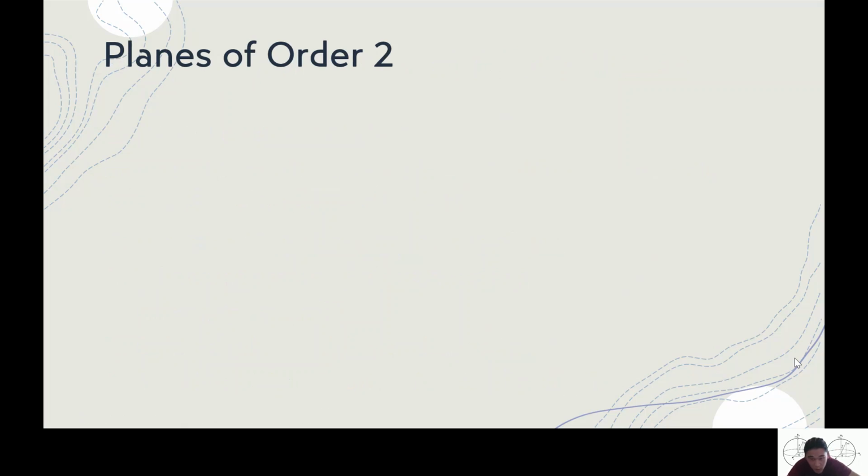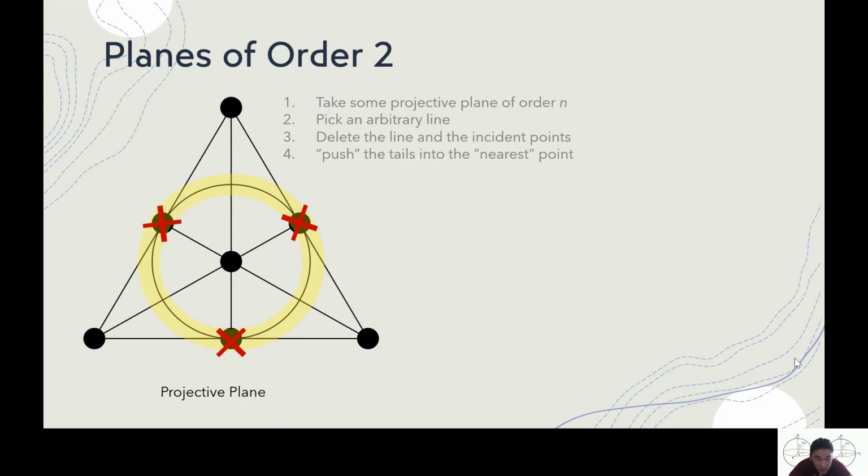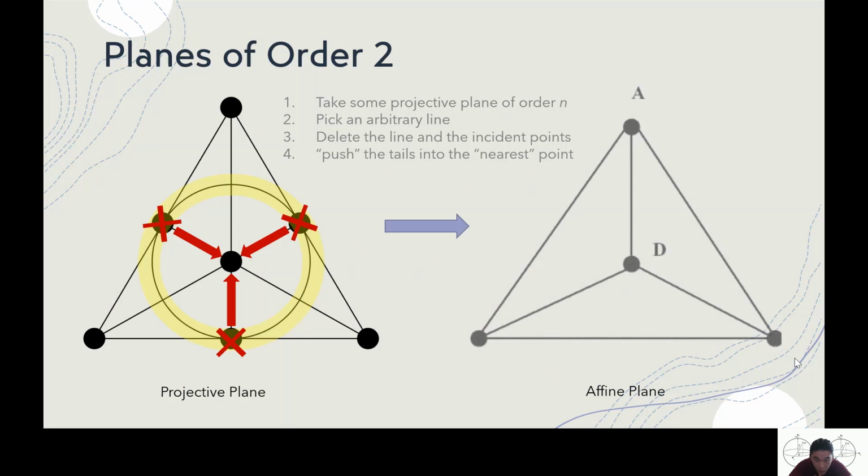So let's try it out. We'll begin with the Fano plane. So we'll take some projective plane of order n. This time we'll take order 2, the Fano plane. We'll pick an arbitrary line. So let's pick the inscribed circle, and we'll delete the line and its incident points. So bam, bam, bam. We'll then push those tails of those lines into the center points, just like so. And doing this, we've just constructed the affine plane of order 2.